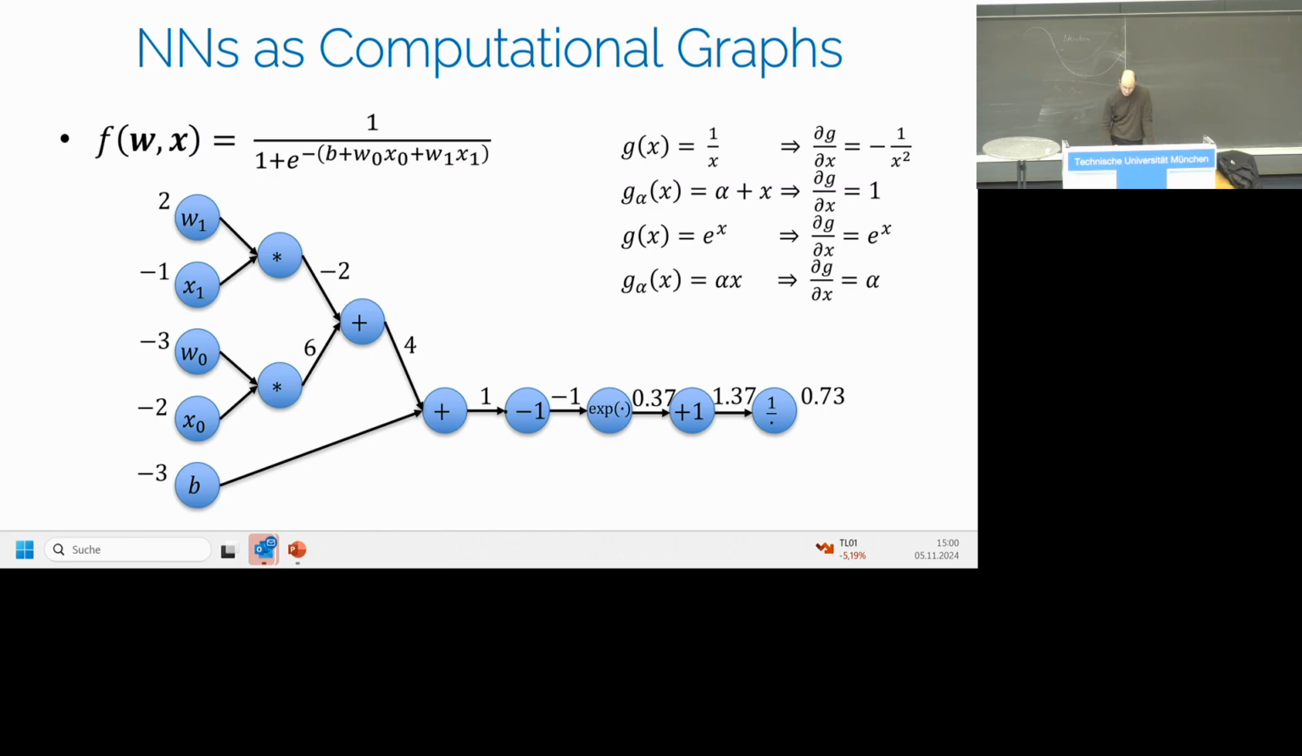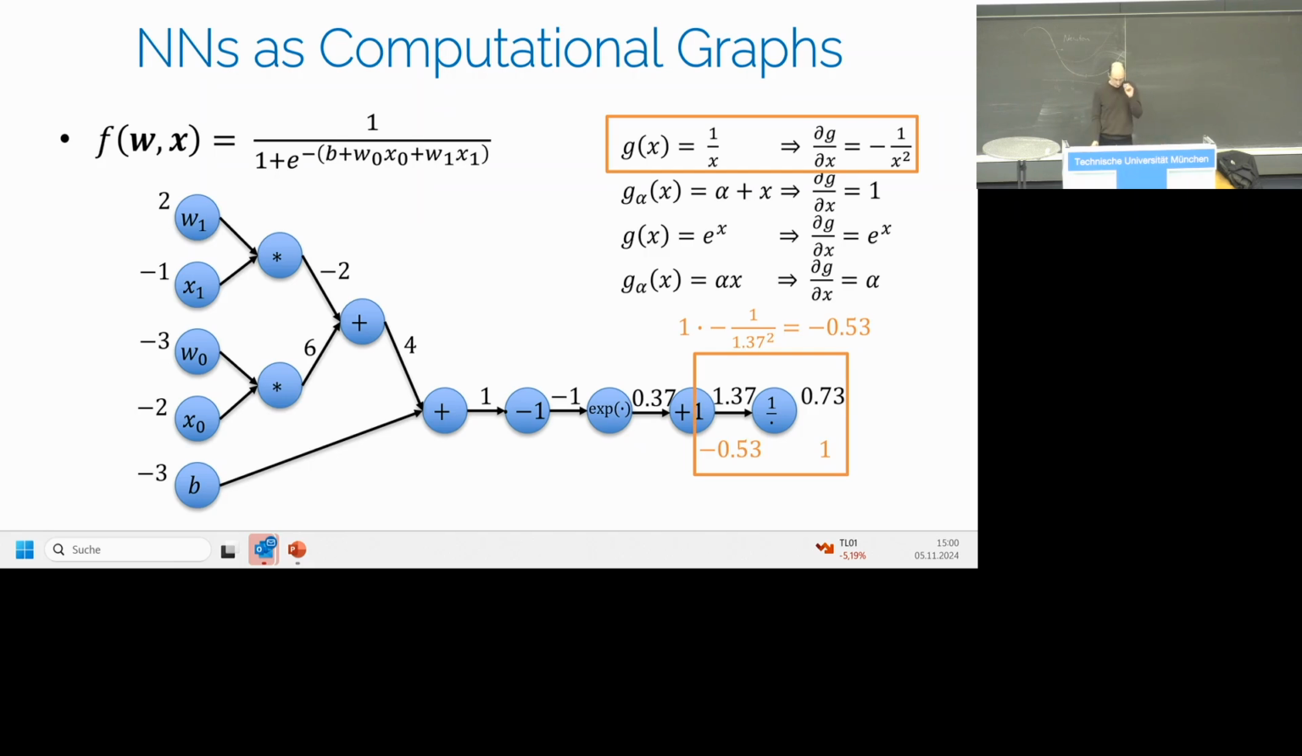And this is quite standard. You know what the derivative of 1 over x is: -1 over x squared. The derivative of the summation with alpha is just 1, because you're taking the derivative with respect to x. Exponential function, the derivative is the same as the function itself, and here you get alpha. So far, so good. So once you've written that down, now you can do the backpropagation.